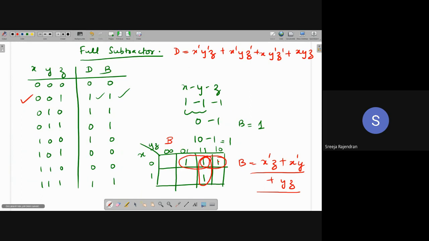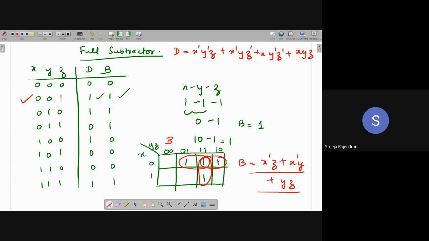Can you eliminate anything in this one? How? The consensus theorem asks for a variable in complemented form, but I have x bar in both places, so I cannot use consensus. If it was x bar y plus xy, x bar z plus xy, then I could have used it. Here one of my variables should be in both complemented and uncomplemented forms. Only then can the consensus theorem be applied. Here I cannot eliminate anything.